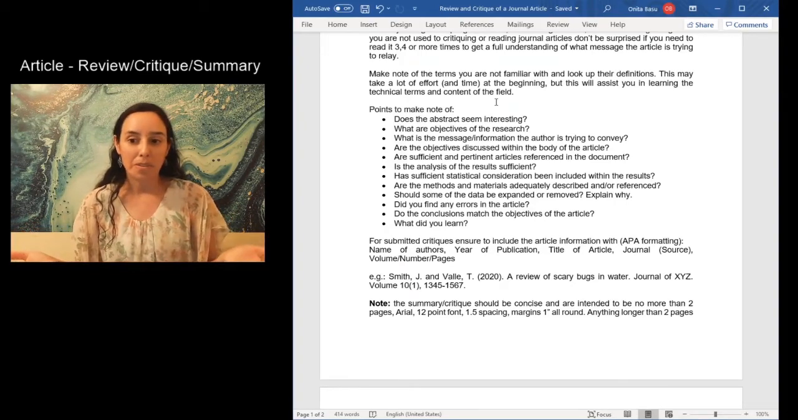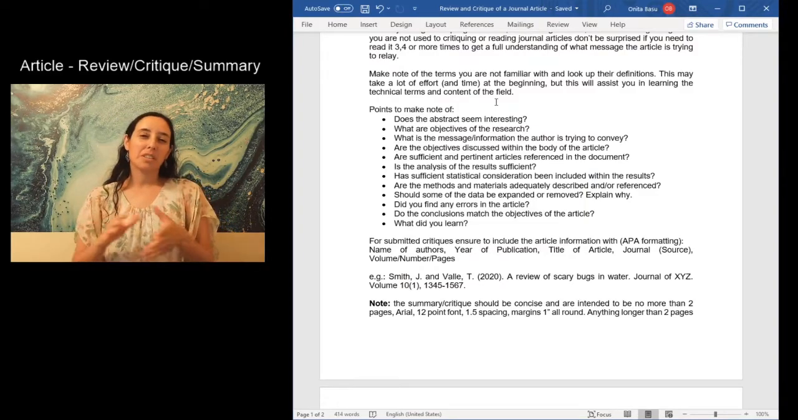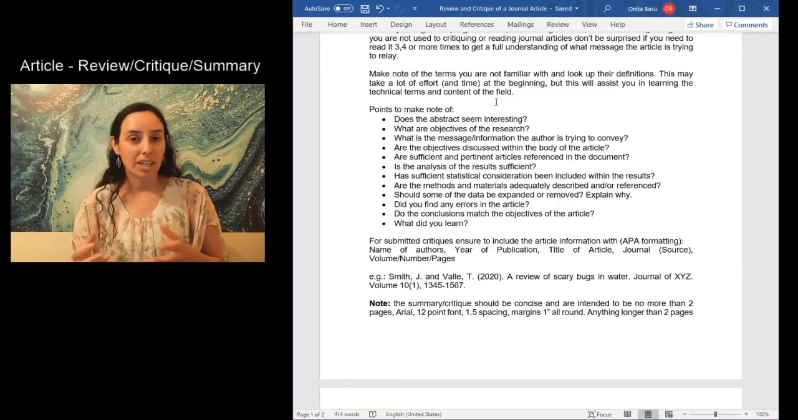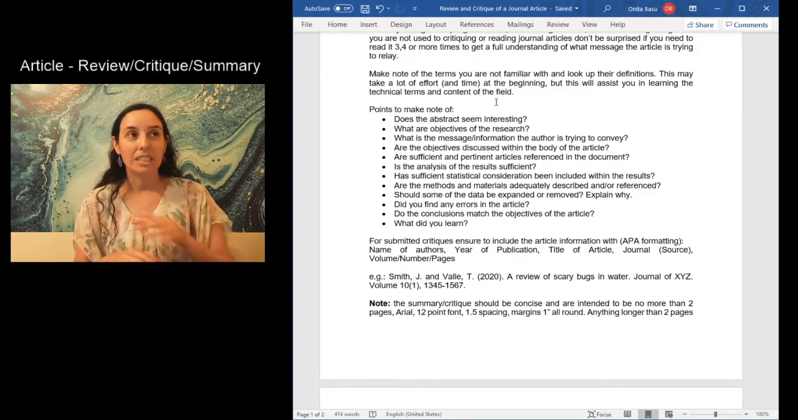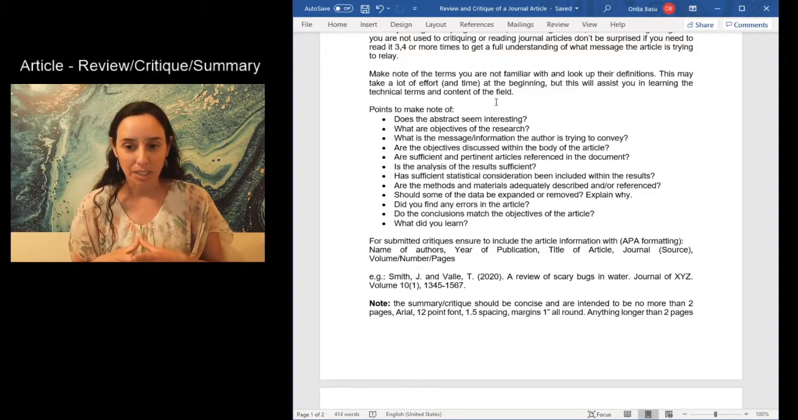How are the methods and materials? Should some of the data be expanded or removed? Why? Did you find any errors in the article? I'm not particularly talking about formatting errors. I'm talking about content errors. Occasionally you will see that, and it should really throw off your confidence in that article in its entirety if that is what you see.